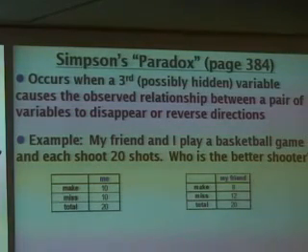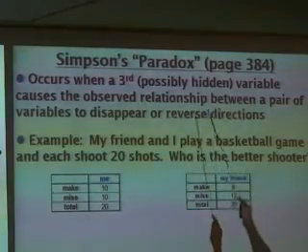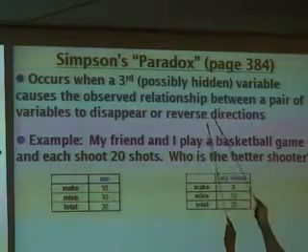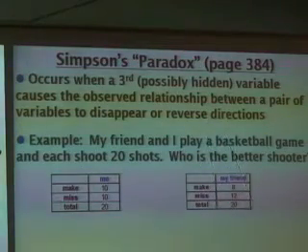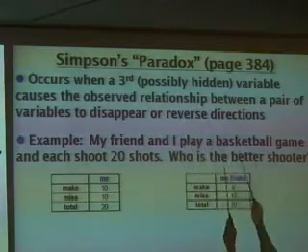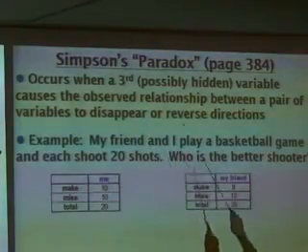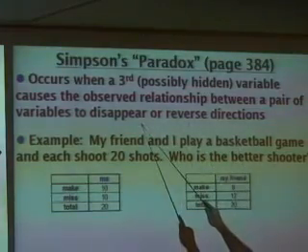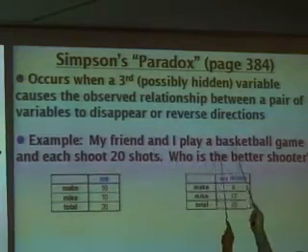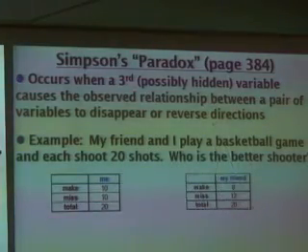It occurs when a third variable, possibly hidden, possibly a variable you haven't thought about or aren't aware of, or maybe isn't even in your data, which would be really problematic, causes the observed relationship between the two variables you're looking at to disappear or reverse direction, or even just weaken. Generally, the paradox is when it disappears or reverses. But if it weakens, are you interested in the weak relationship or the strong relationship when you don't consider it? So the example I'll give you is that my friend and I are going to play a basketball game.